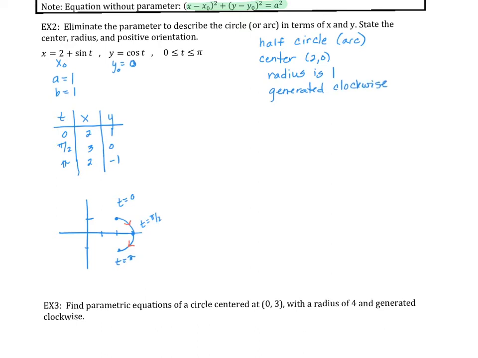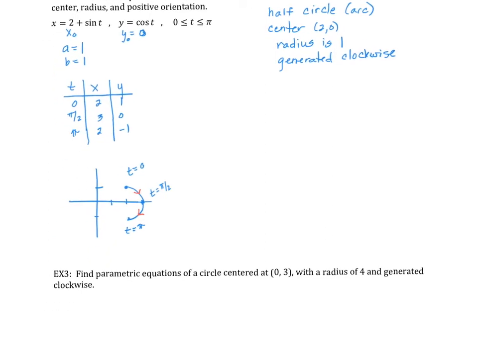So it's generated clockwise, but that's kind of not enough. Without this picture, where does it start? I'm going to say it started at the point 2, 1. That should be enough because I know it's a half circle, so I'm going to go halfway, and I will have to end at 2, negative 1. But to be more specific, I could say starts at 2, 1, ends at 2, negative 1.